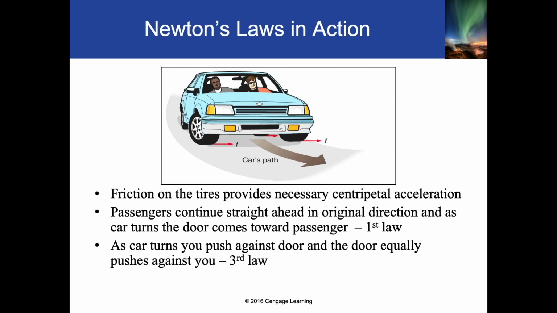All right. So, other things to take note of when we're talking about Newton's laws, right? The friction on tires provides the necessary centripetal acceleration, right? So, when a car is trying to turn, the friction of the tires on the road helps it turn, right? That's why it makes that turn there. But the thing to notice is that there are people inside the car, and the car may be turning, but if these people aren't wearing a seatbelt or something, right?